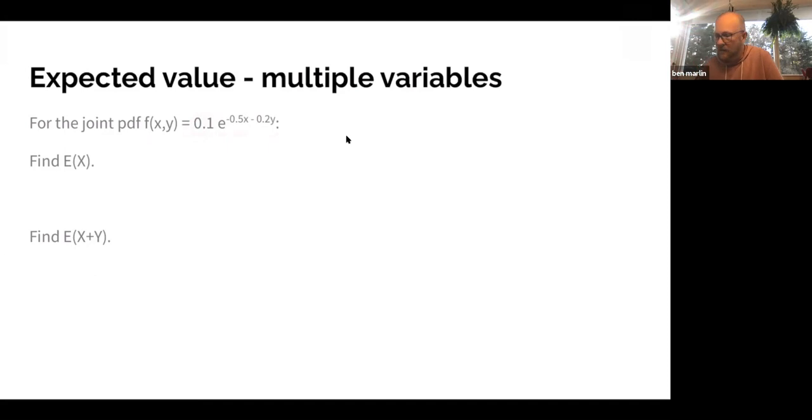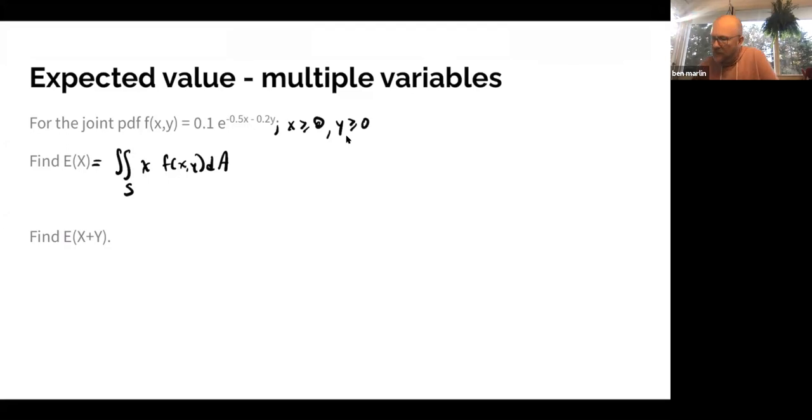Okay. So in fact, I probably ought to have X greater than or equal to 0, Y greater than or equal to 0. Okay. All right. So then for finding the E of X here, that's just going to be that we'll do the double integral across the support of X times our f of xy dA.